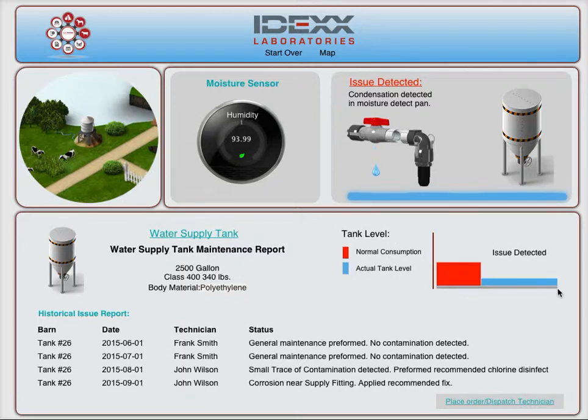And this chart here is a pretty important chart. It tells us the normal consumption of the water level in the tank and then the actual tank level. So you can see that our tank level is below where it should be, so we probably have a leak in the tank itself. We get a report of all the general maintenance that has been performed on the tank over time and the kind of tank that we have here. So our issue is the actual valve. We can go ahead and place an order for the valve that shows the issue on the tank.